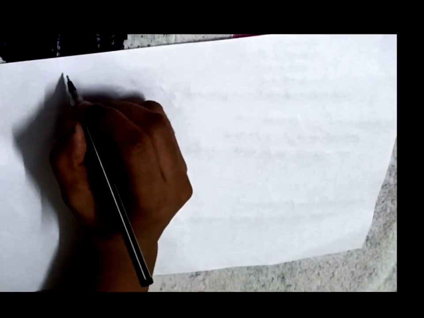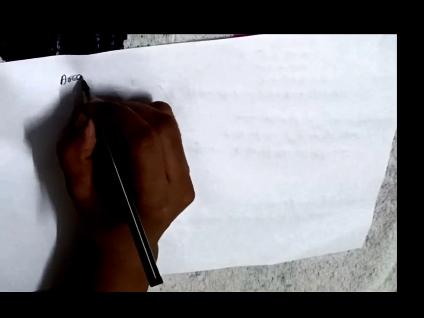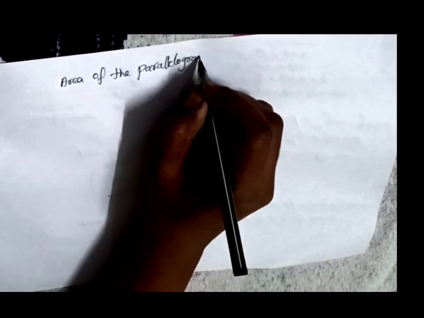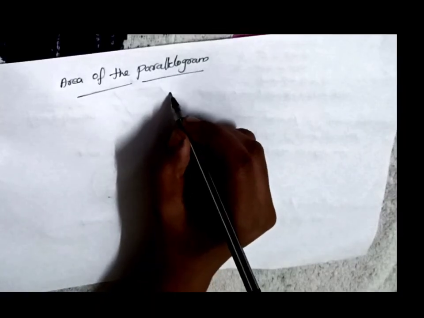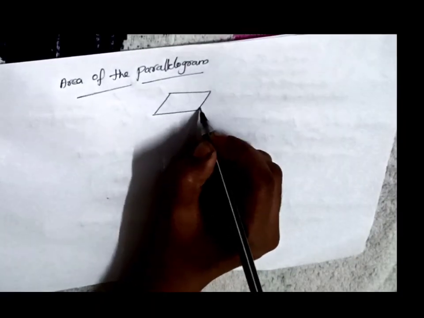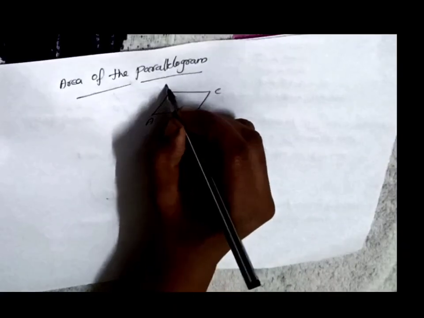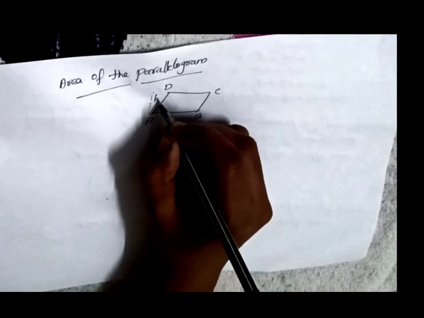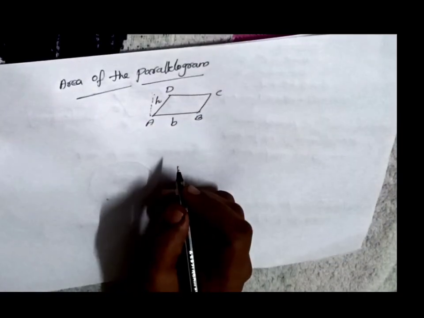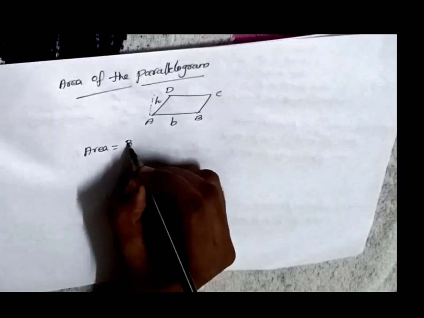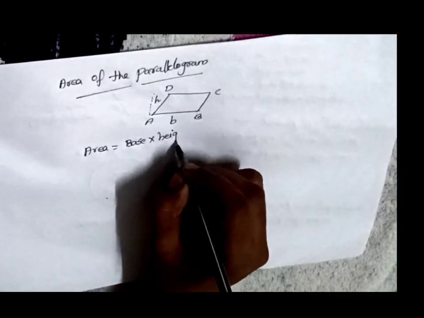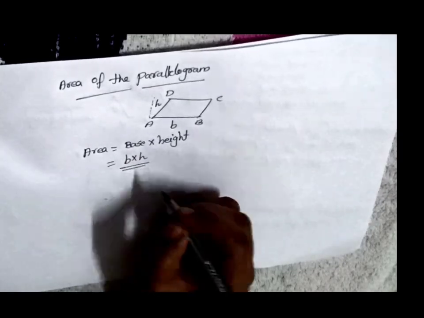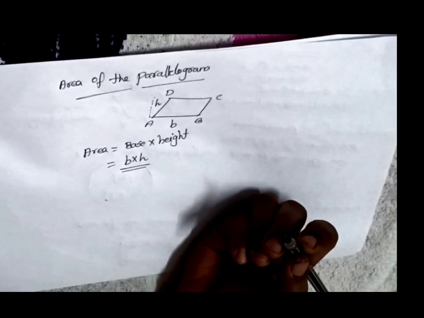Next, find out the area of the parallelogram. Consider the parallelogram ABCD. Here b is the base and h is the height. Therefore, how can we find out the area? Here area is equal to base into height. That is equal to b into h. Therefore, the area of the parallelogram is base into height.